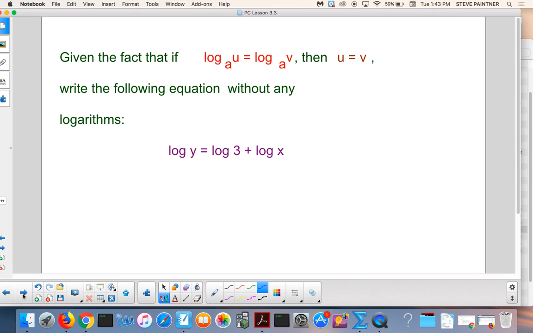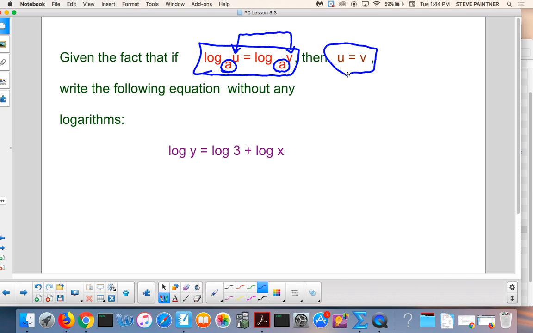Okay, here's another one. Given the fact that if you have two logs equal to each other, log of u base A equals log of v base A. If your bases are identical, base A, what do you know about the two numbers you're taking the log of? They got to be what? The same thing. U must equal v. Well, write the following equation right here without any logarithm. I want all logs to go away. Hint, hint, make this equation look like that equation, and guess what? All the logs go away. Go.